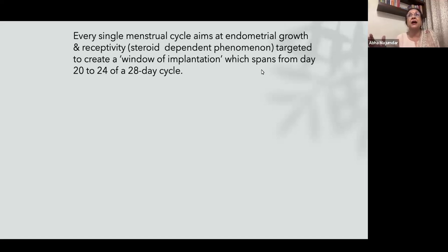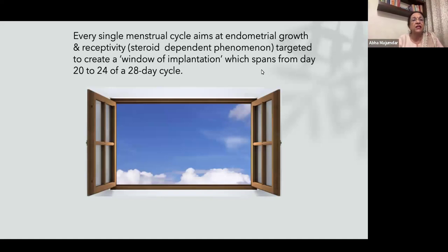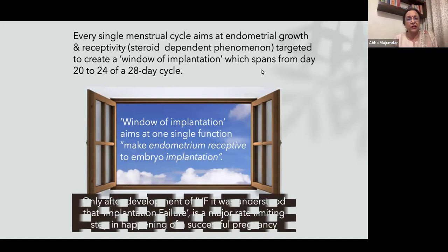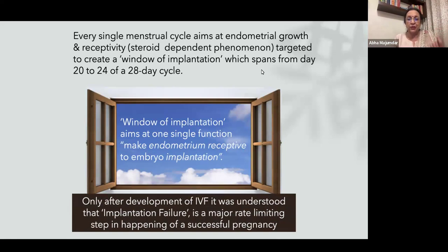Even our tubal mucosa has the implantation window open away from the endometrial implantation window. In most animals, the tubal mucosa is always open to implantation. Anyways, in humans it spans from day 20 to 24 of a 28-day cycle. It aims at one single function: make the endometrium receptive to embryo implantation so that the next generation can come in. Only after development of IVF was it understood that implantation failure is a major rate limiting step in a successful pregnancy.